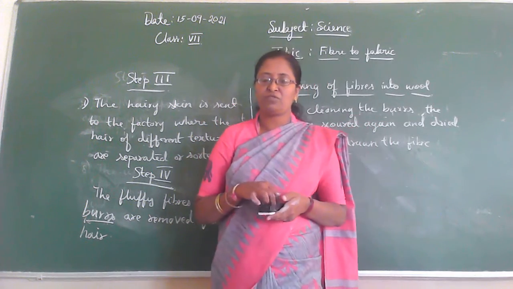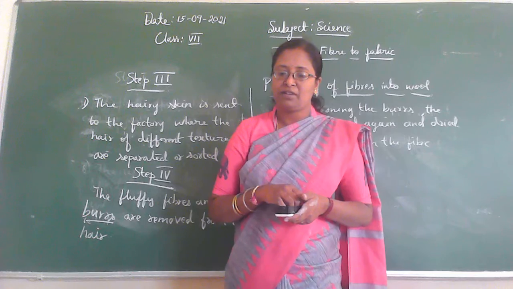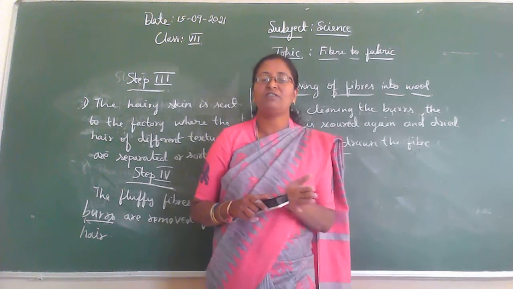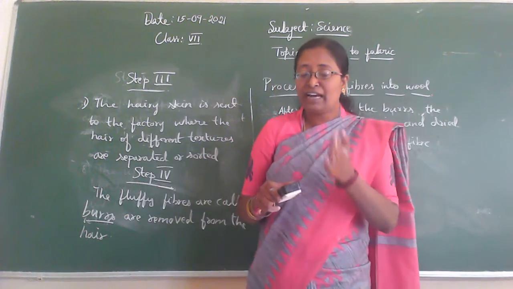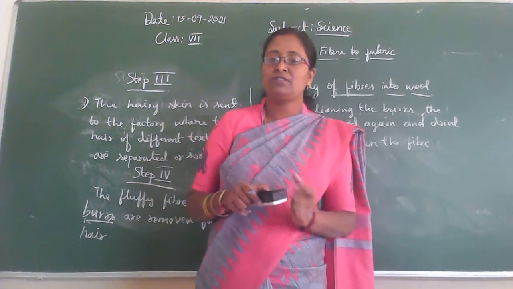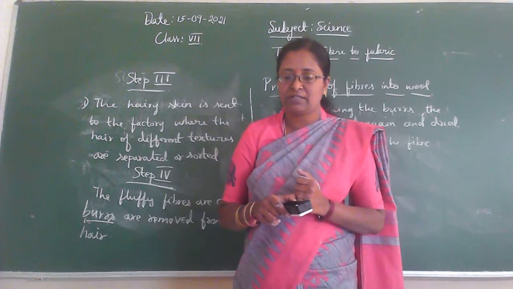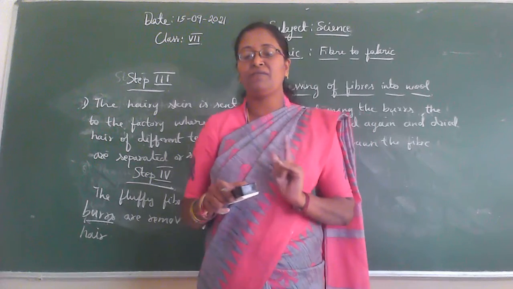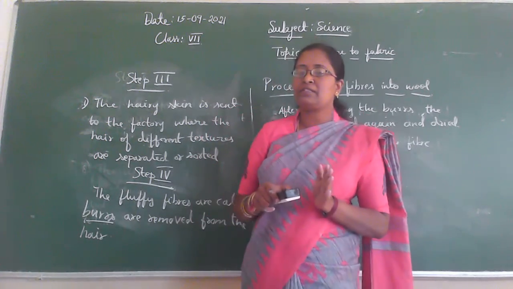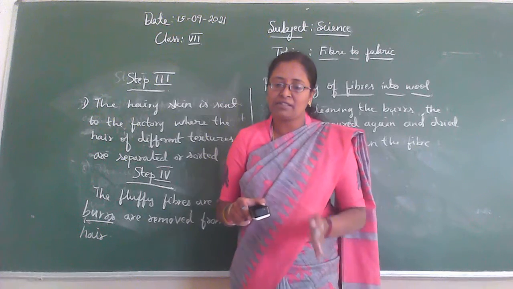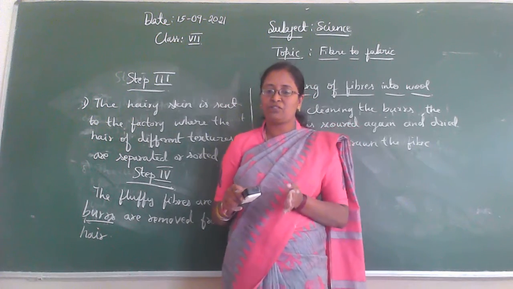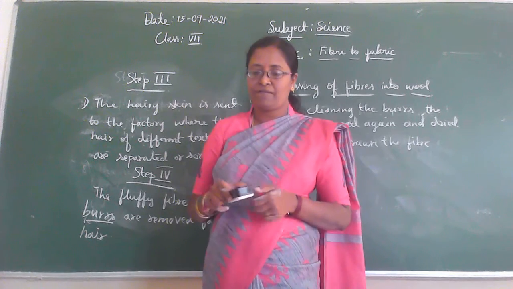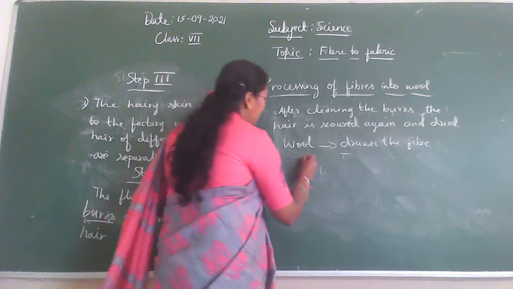So next step, fifth step. The fibers can be dyed in various colors. But children, what is the natural color of the woolen fibers? It has only three colors: black, brown and white. The fibers can be dyed in various colors, as the natural fibers of sheep or goat are black, brown or white.